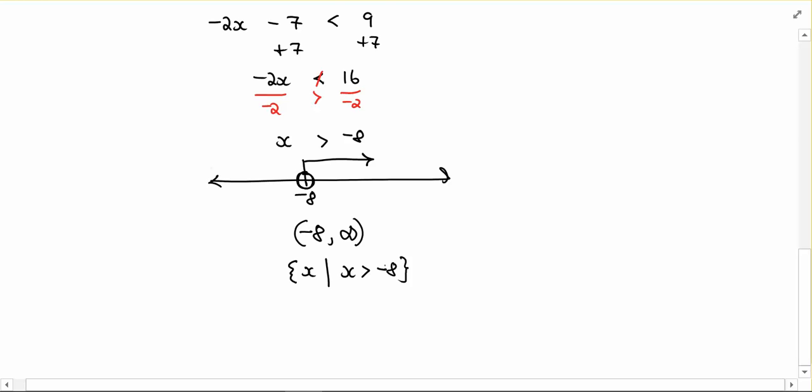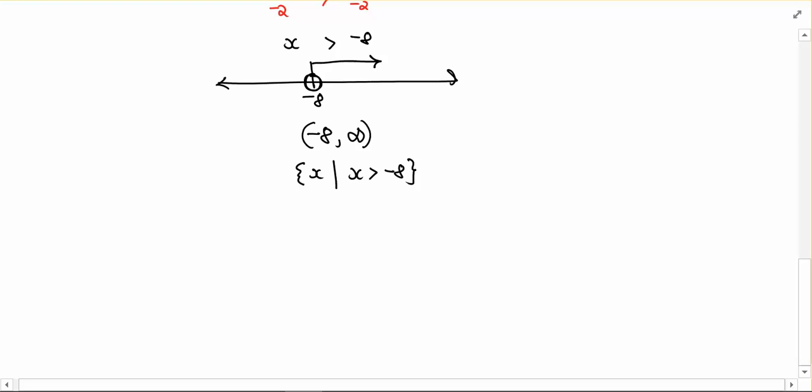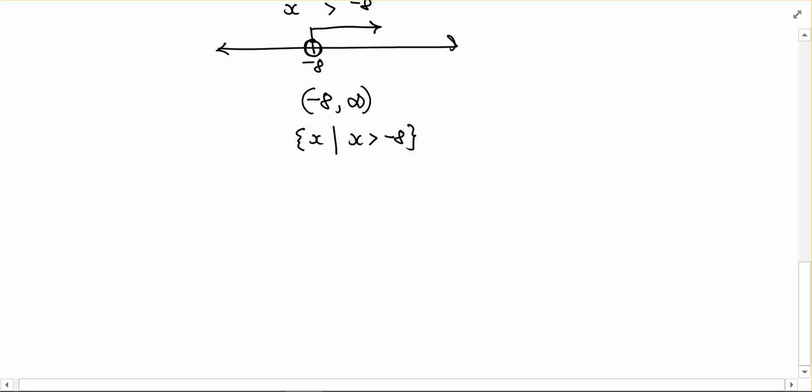Alright, so those are some basic inequality examples. But now let's take a look at some compound inequality examples. Compound inequality.